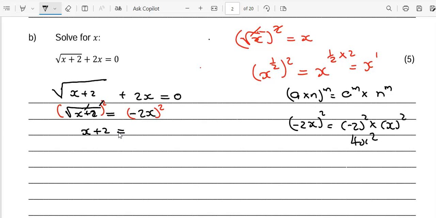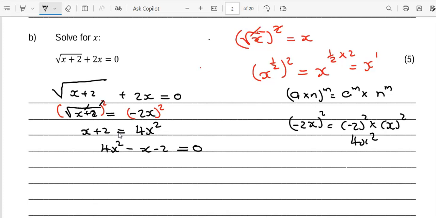4x squared. So I'm just going to write this one as 4x squared. So now if I have something like this, I can quickly put this thing in standard form, the quadratic form. To put it in the quadratic form, it is best to bring the x and the 2 to this side to be negative. So I can write this as x squared minus x minus 2 is equal to 0. So we can factorize this.